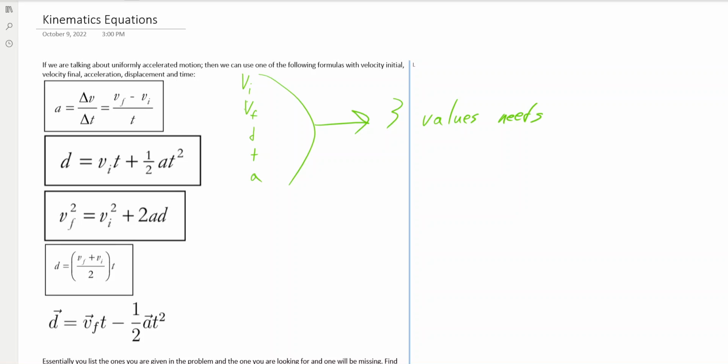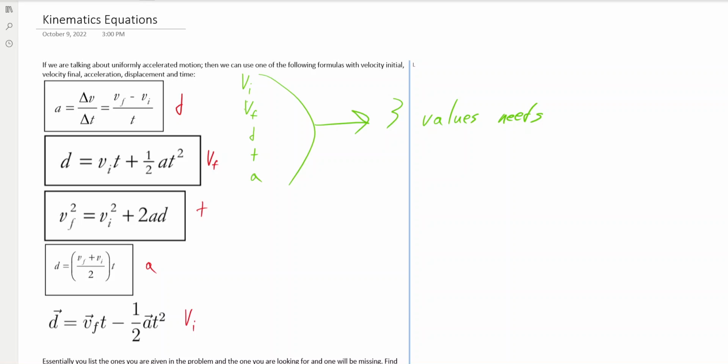Depending on which one you're missing, that's going to determine the equation that you're going to use. So for example, the first one is missing displacement, the second one is missing velocity final, the third one is missing time, the fourth one is missing acceleration, and the fifth one is missing velocity initial. So they're all missing a different variable. Whichever one's missing is the one that's going to affect which equation to use.